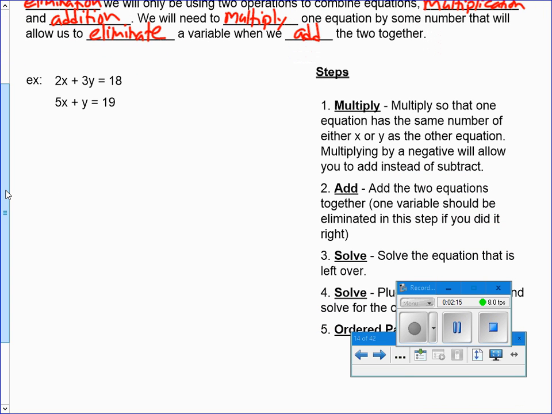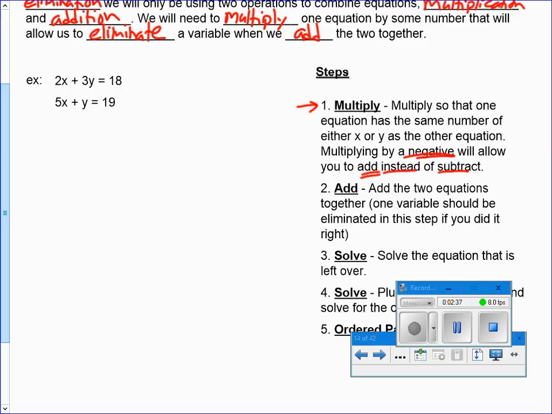So here's an example: 2x plus 3y is 18, 5x plus y is 19. Our first step is going to be multiply. I want to multiply so that one equation has the same number of either x's or y's as the other equation. What we want to do is multiply by a negative. That'll allow us to add, which is an easier operation, instead of subtracting.